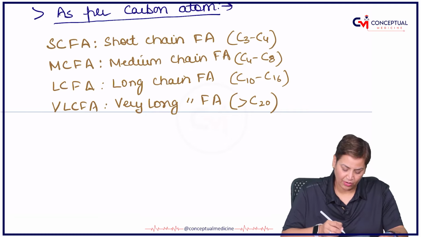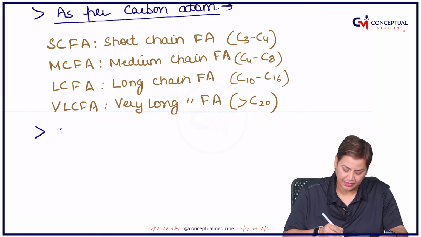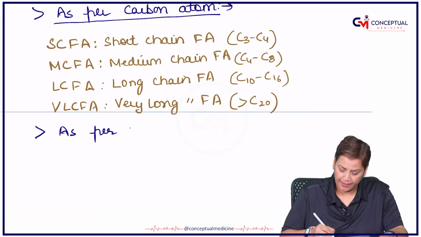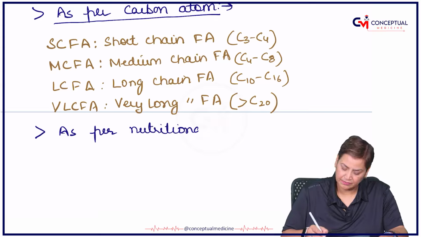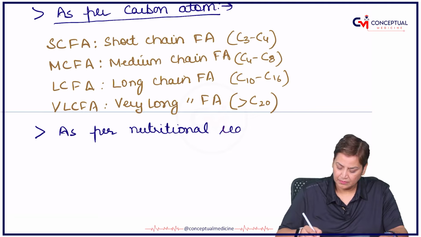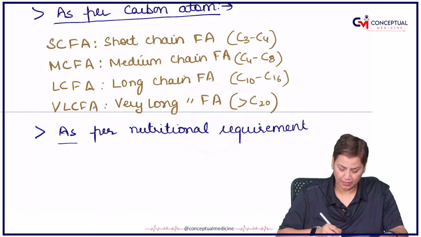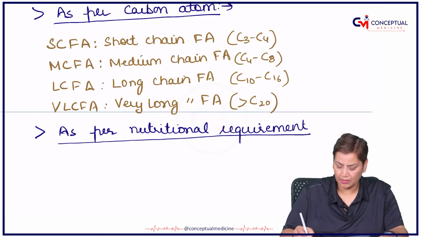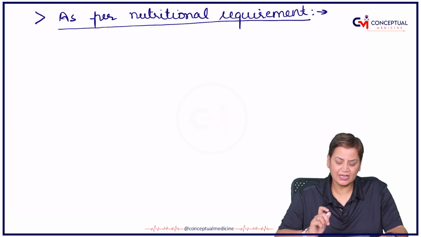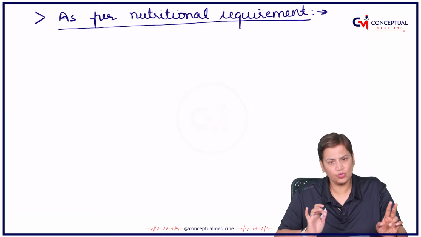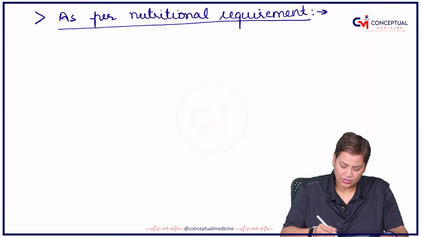Then second way of classifying them is as per nutritional requirement. So as per nutritional requirement, we classify these fatty acids into basically 2 main types, okay? And what are these 2 main types?